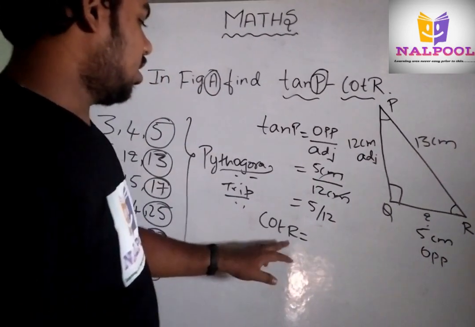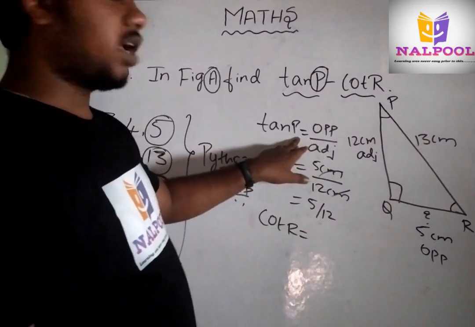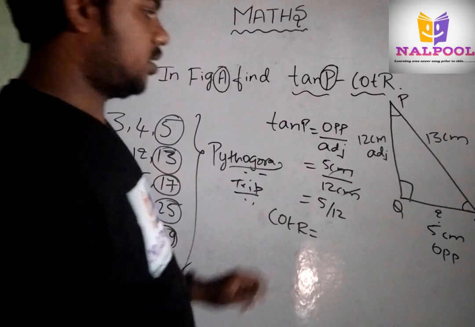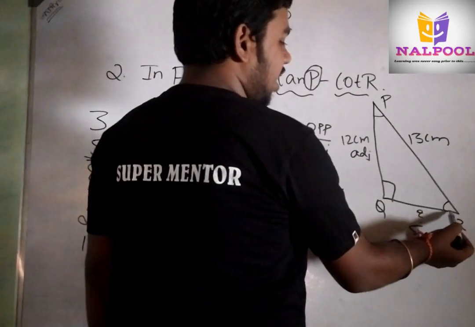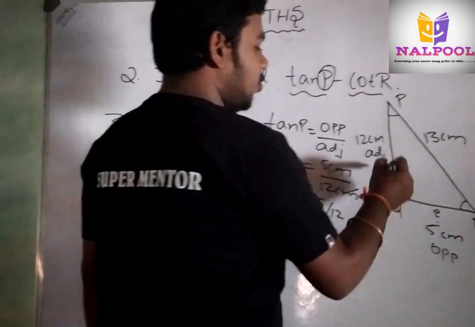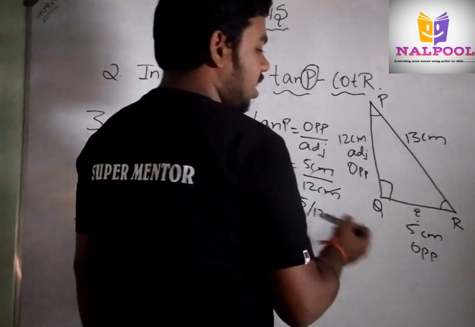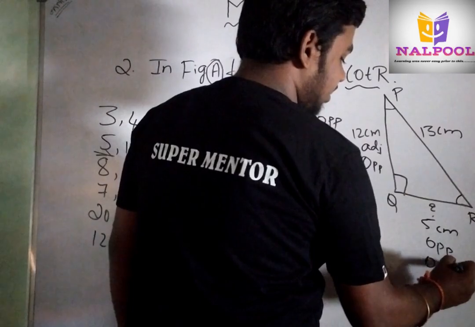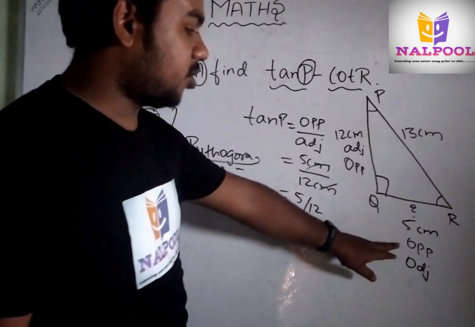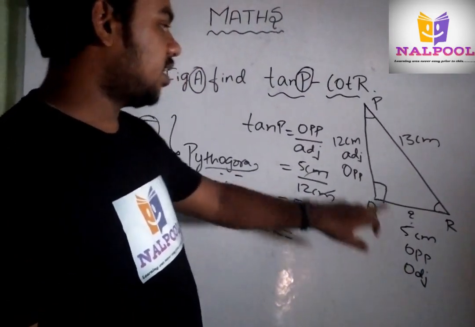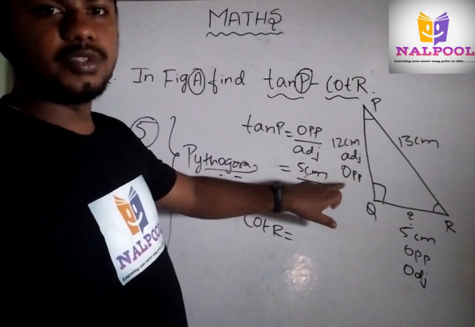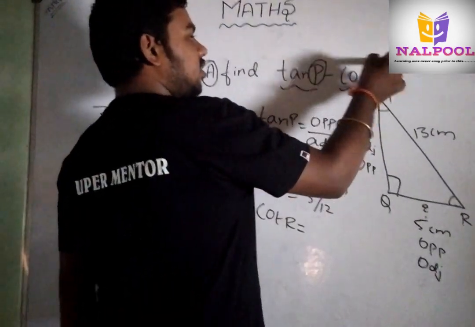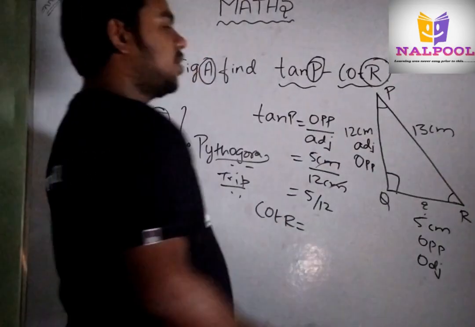Here friends, theta is not defined in P. Theta is defined in where? R. Therefore, the side opposite to R, which one? PQ will become the opposite side. And adjacent to R, which one? QR will become the adjacent side. See here, the opposite side has become adjacent and the adjacent side has become opposite. This is the careful observation we have to make in the problem.